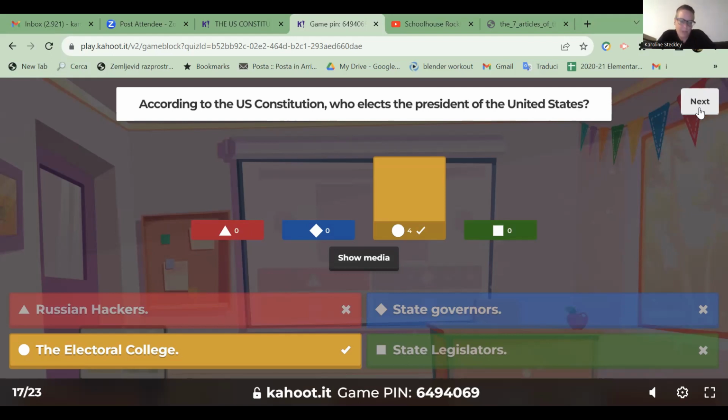There are many people who don't feel like it's fair because it doesn't go by the majority. But again, it's in the Constitution. If it's in the Constitution, it's very, very difficult to change that system. Okay, so it may not be fair.